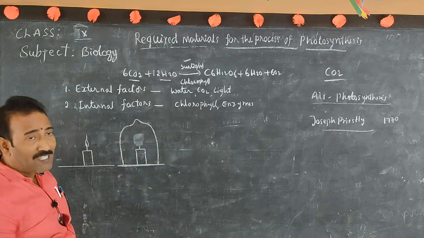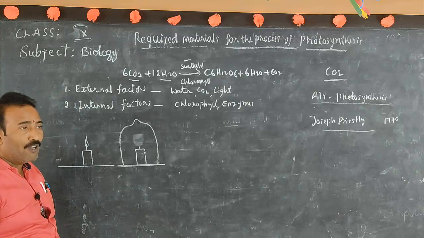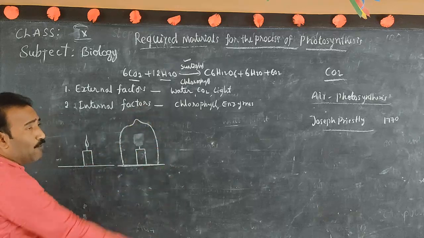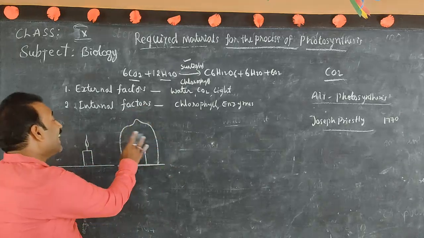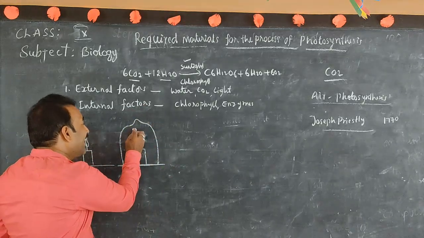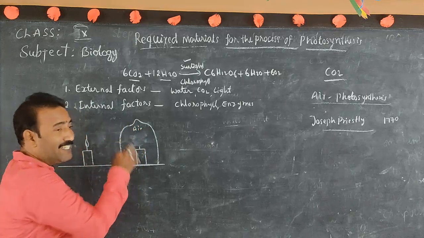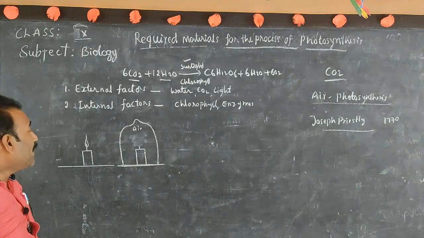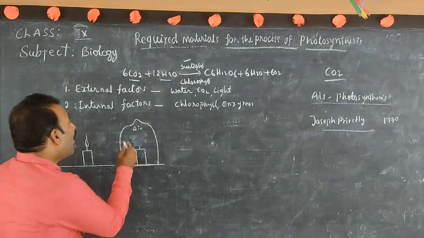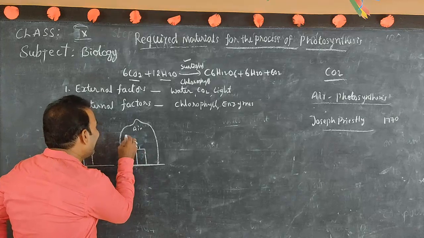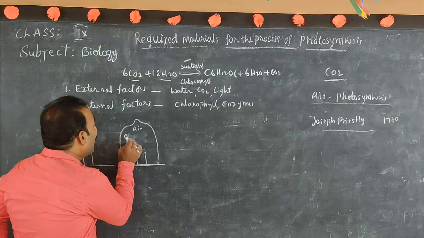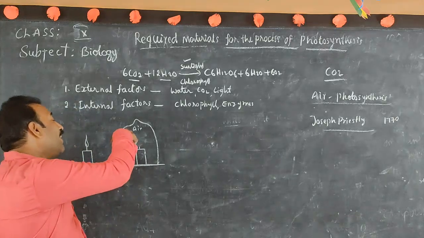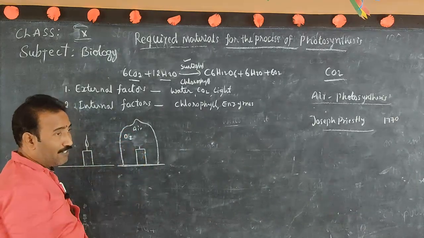Why was the candle turned off? Or why is the candle burning even when the glass jar is inverted over it? Because inside the glass jar there is also air. It contains oxygen. That's why the candle is burning continuously. After some time the candle was turned off. Why? Oxygen was exhausted, or completely over. So due to exhaustion of oxygen, the candle was turned off.